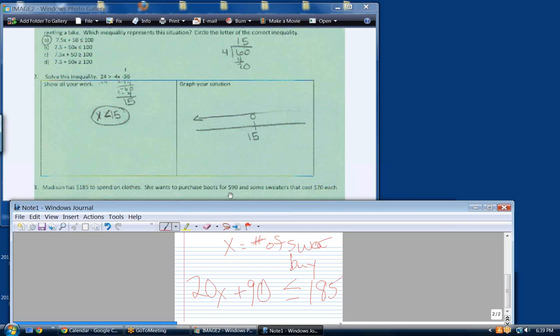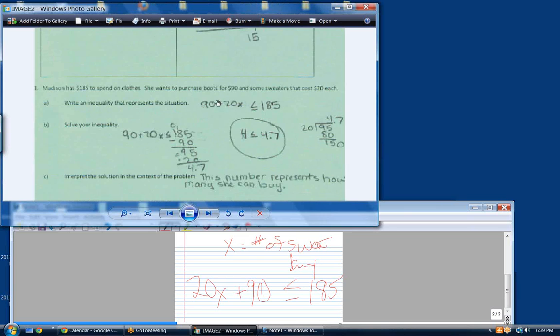One way I could have worded this was she has not more than $185 to spend. It's not the way they worded it, but I threw that in there because that's one of those that you have difficulty on, where it says not more than, it actually means less than or equal to. And at least means greater than or equal to.